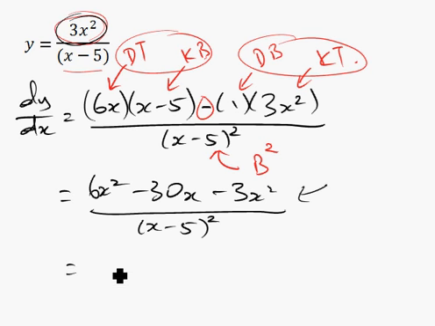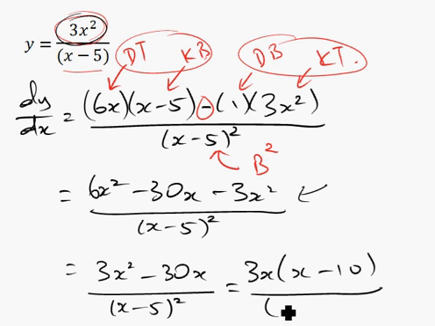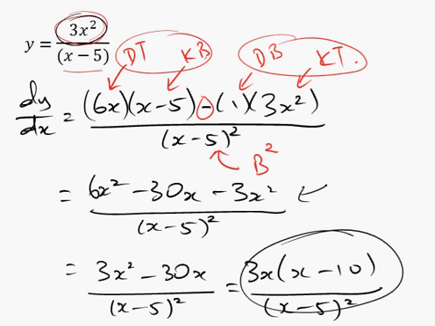See, you can still simplify some more. 6x squared minus 3x squared, I get 3x squared minus 30x over x minus 5 squared. I can further simplify this by factorizing out 3x. If I take out 3x from here, I will have x left, and I will have minus 10 over x minus 5 squared. This is your final answer by using quotient rule.